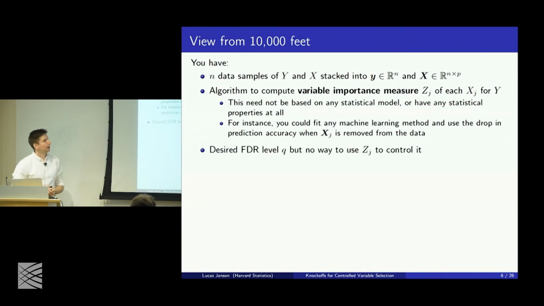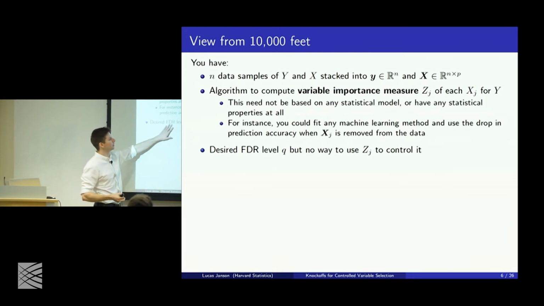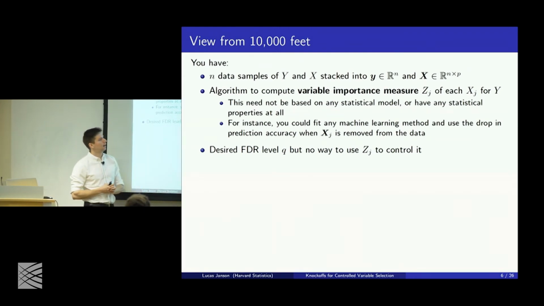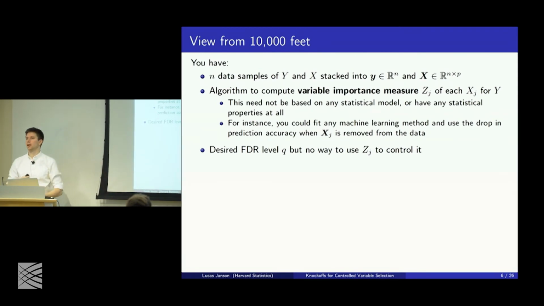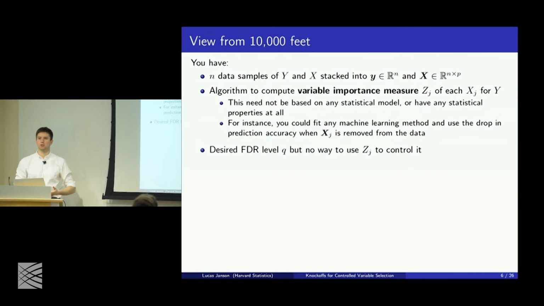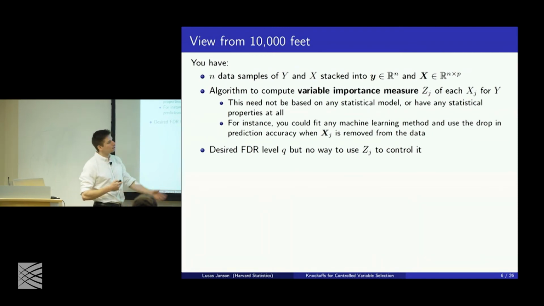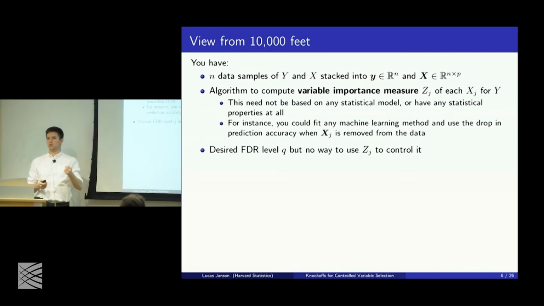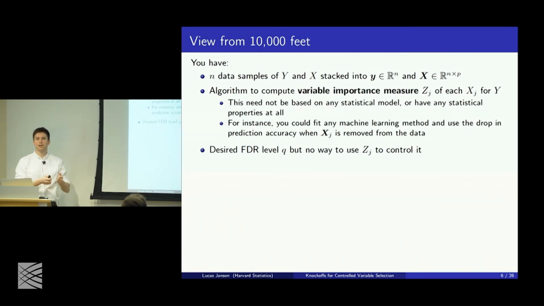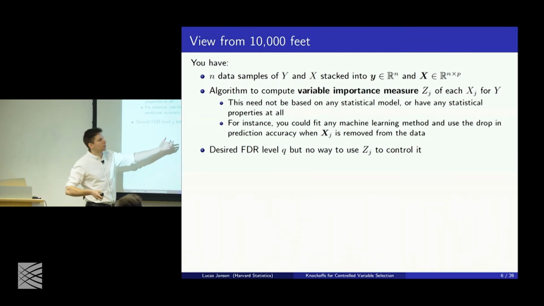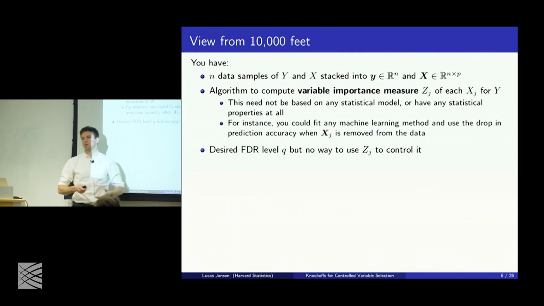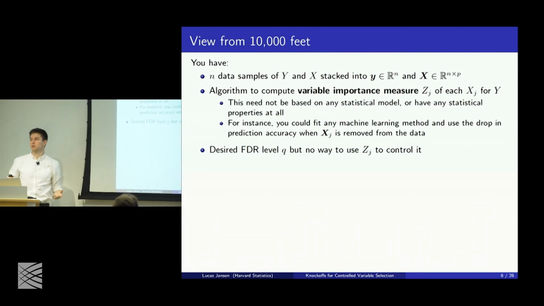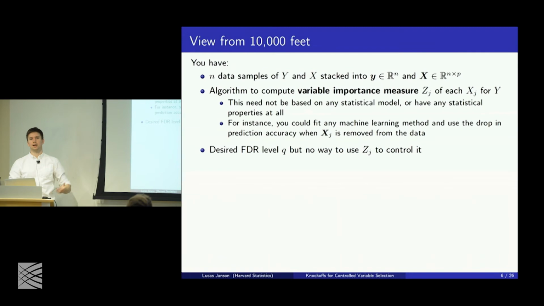And lastly, you actually want to do some sort of variable selection, and you don't want to make too many mistakes. And so you have some desired false discovery level Q, but you really don't have statistical properties for these Zj's, and so you don't really know how to control it. In particular, you don't know the null distribution of Zj. If Xj were unimportant, if we knew what the distribution of Zj were, we could turn Zj into a p-value and use this. But the problem is we don't know this, especially in high dimensions and nonlinear models. We really have no idea how to do this properly.